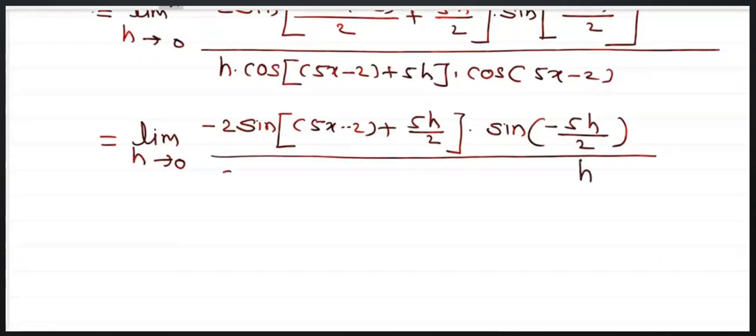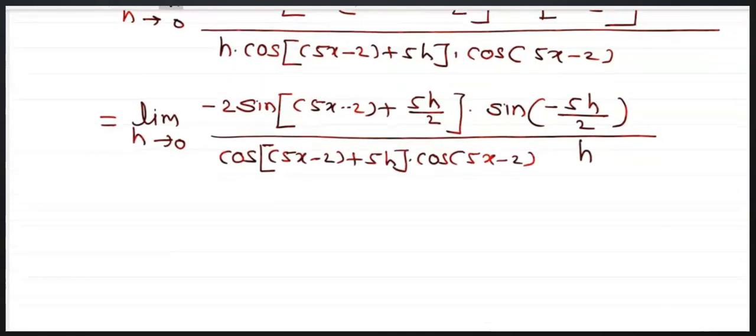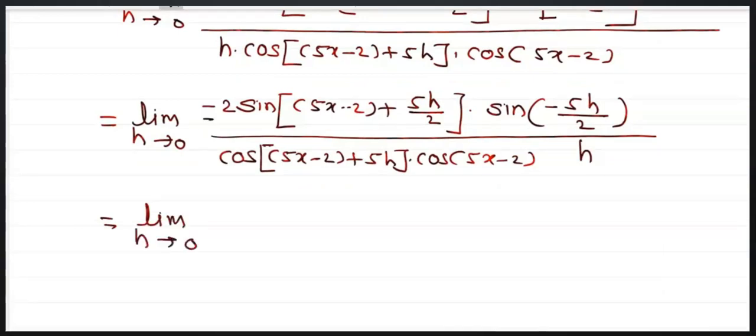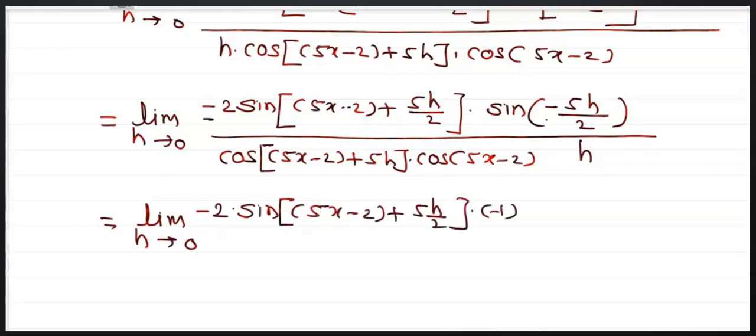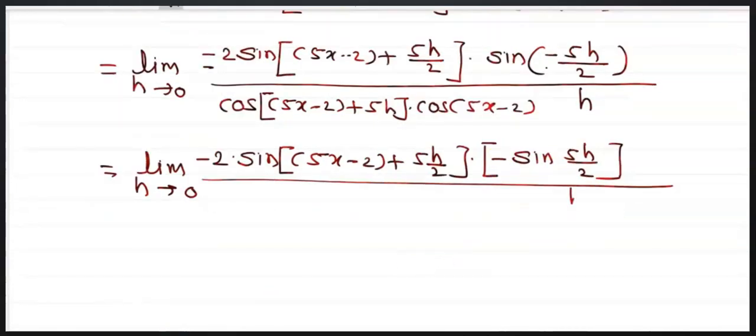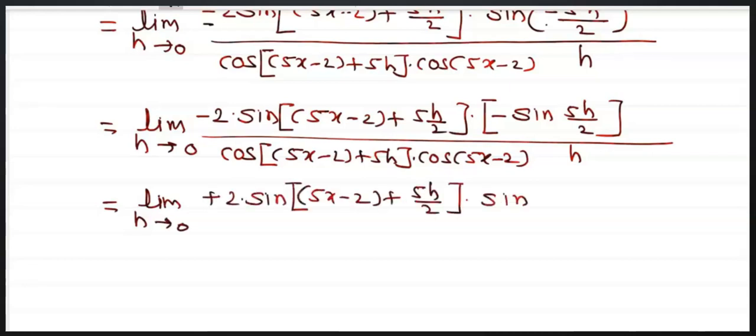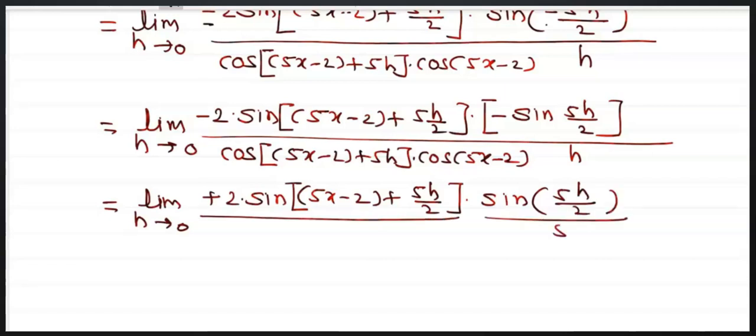These are the total expressions. Limit h tends to 0. Now I had written there till minus sign minus 1. Here is a minus sine of phi h upon 2, and now in the next step I will make their sign a plus. Limit h tends to 0 of plus 2 sine of (phi x minus 2 plus phi h upon 2) into sine of phi h upon 2, upon phi h upon 2 into phi.